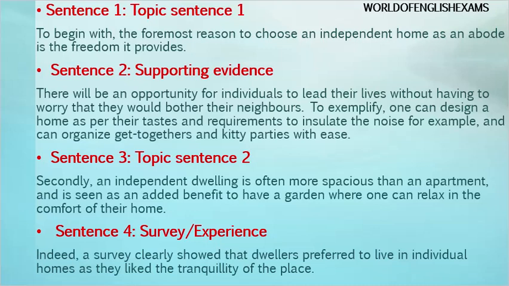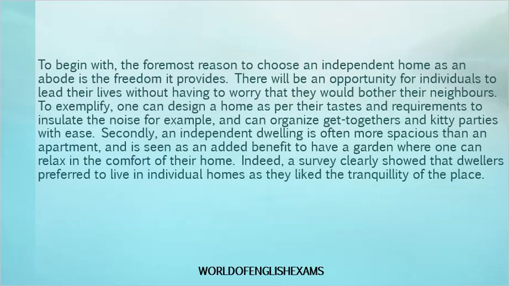However, you should not distinguish and you should not separate individual sentences. The body paragraph should look like this. Okay. So this is how it must look like. Let's read it together. To begin with, the foremost reason to choose an independent home as an abode is the freedom it provides. There will be an opportunity for individuals to lead their lives without having to worry that they would bother their neighbors. To exemplify, one can design a home as per their tastes and requirements to insulate the noise, for example, and can organize get-togethers and kitty parties with ease.